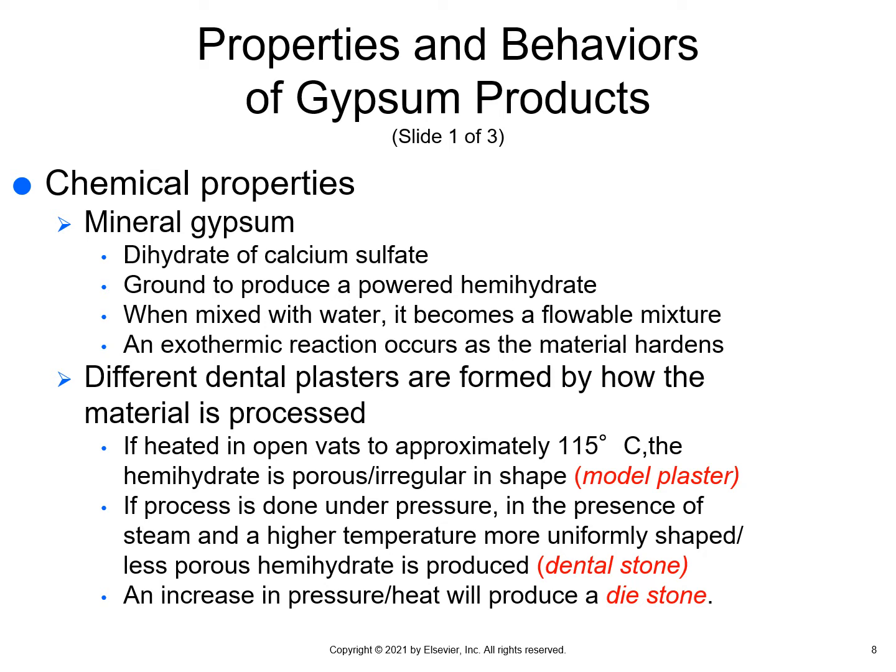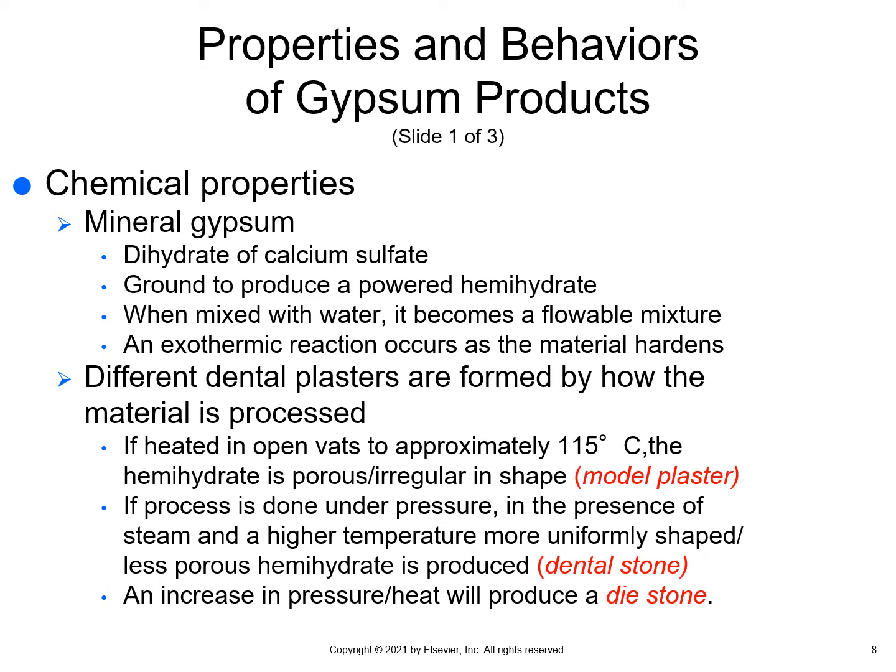There are different dental plasters, and they're all formed differently based on how they're processed. So if the mineral is heated in a big open vat, and they heat this to approximately 115 degrees Celsius, the hemihydrate is a porous, irregular powder. So this is model plaster.